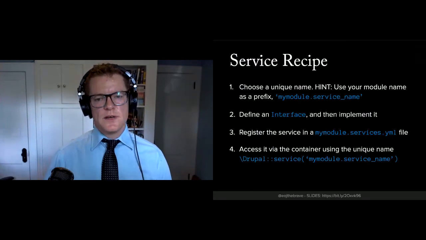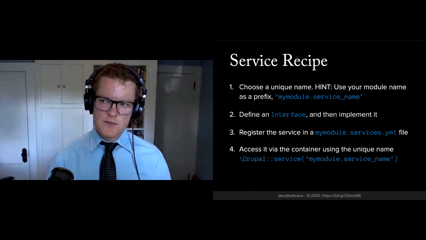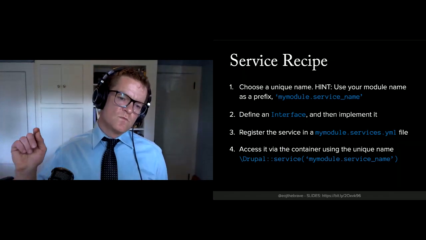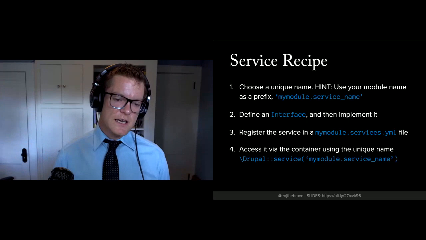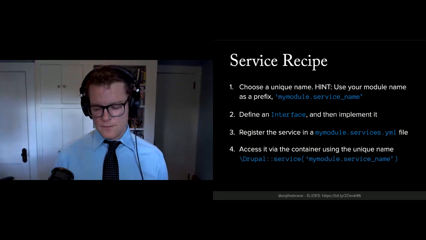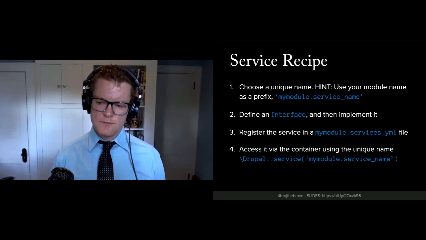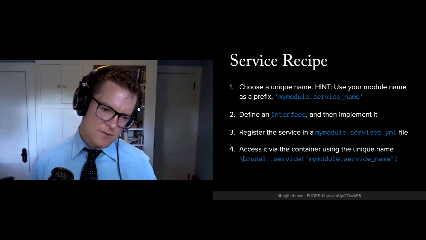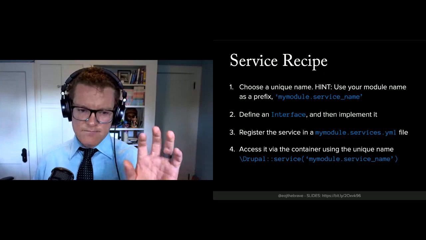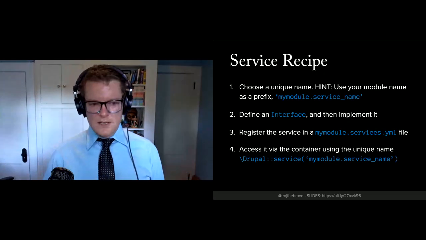If you want to implement a new service, the recipe for doing so is you need to choose a unique name for the service. My tip would be to always prefix your service name with the machine name of your module, like votingapi.service or whatever you want to name it.